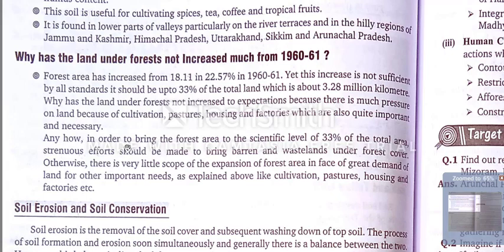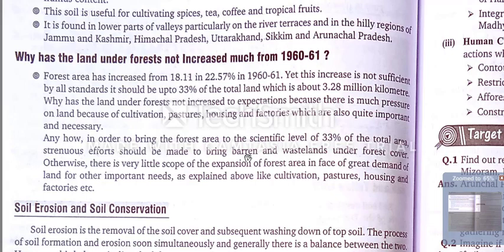Anyhow, in order to bring the forest area to the scientific level of 33% of total area, strenuous efforts should be made to bring barren and wasteland under forest cover. Strenuous, right? Its synonym: strenuous means strong. Strong efforts should be made to bring barren and wasteland under forest cover.